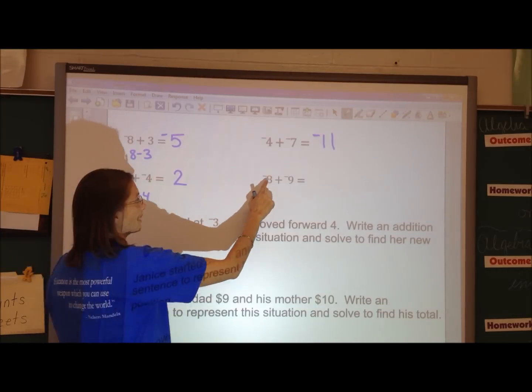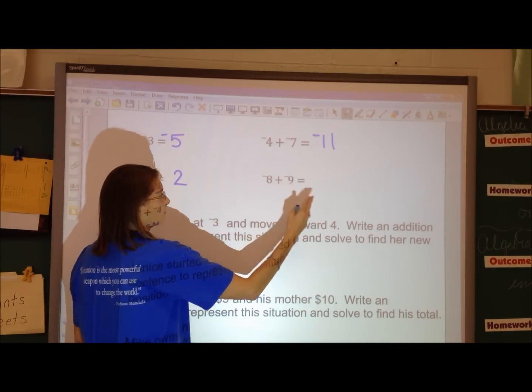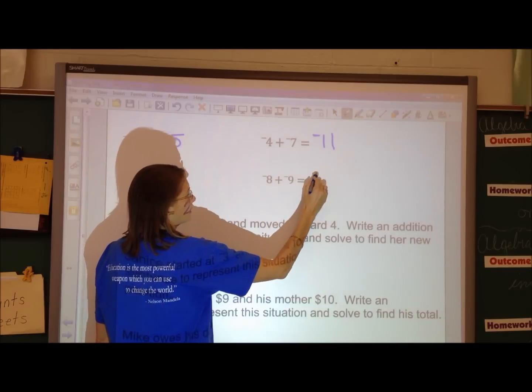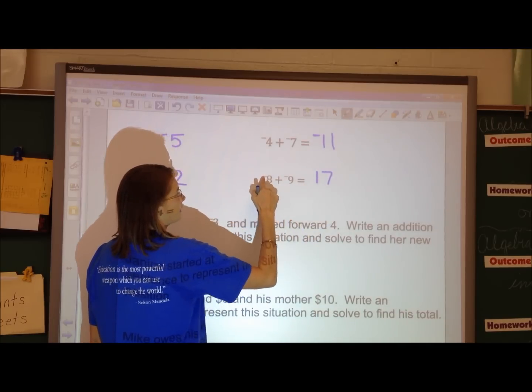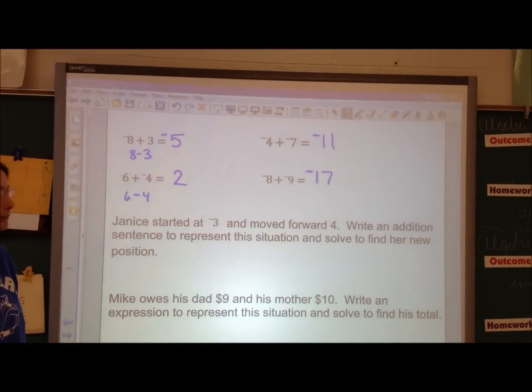And I have a -8 plus a -9. Signs are the same. Add them together. 8 plus 9 is 17. Keep the sign because they're the same. -17.